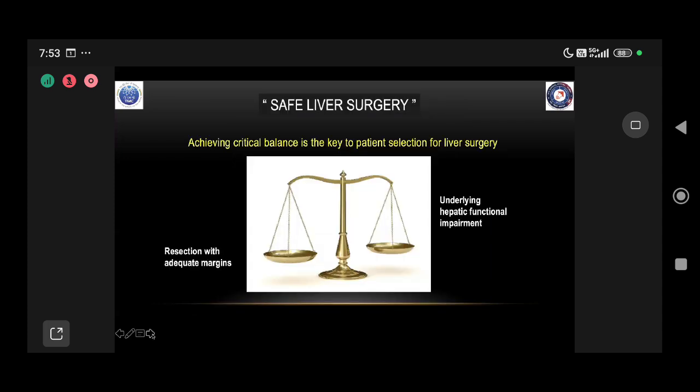So as I said, to do a safe liver surgery, what you need to do is achieve a balance of resection with adequate margin and the underlying hepatic functional impairment. We are still seeing a lot of patients who are cirrhotic due to hepatitis B and C. Hopefully this will plateau off and come down in the near future, because vaccinations are now around 20 years into the market. But then we are seeing an epidemic of what was initially called NAFLD. Now it is called MAFLD. With India being the diabetes capital of the world, this is something which is going to be more common.